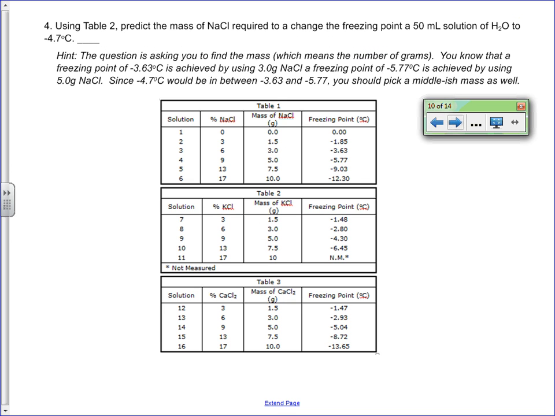All right, we're now moving on to question 4. Using table 2, predict the mass of NaCl required to change the freezing point of a 50 milliliter solution of water to negative 4.7 degrees Celsius.